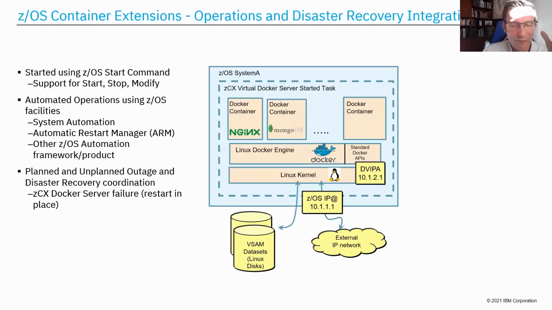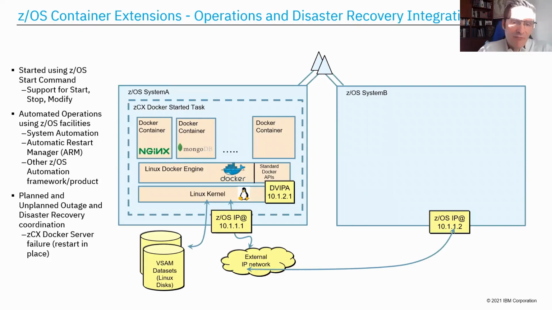So that's a very simple example, right? What happens if I have multiple systems in my sysplex, okay? And I want to be able to start my ZCX on any one of those systems. Well, as long as I have shared DASD amongst those systems, and as long as I have the necessary definitions set up in terms of networking, I can do this.